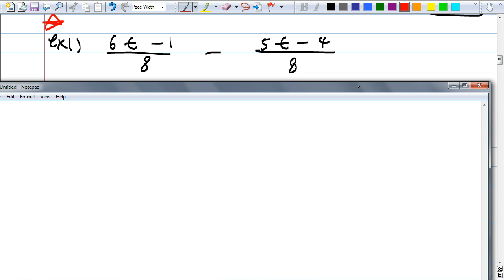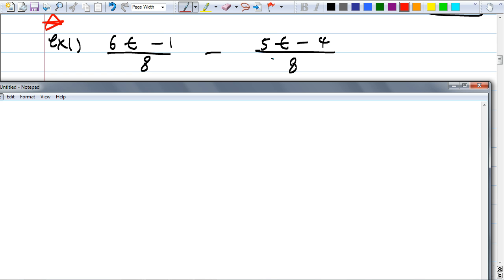We have 6t minus 1 over 8 minus 5t minus 4 over 8. And this is nice because we have a common denominator. Everybody go ahead and try. But be careful, I put a star here. I have a minus of this whole thing. So go ahead, everybody. Write it down, I'll wait. Let's see what you get. Actually, let's do the first step together.